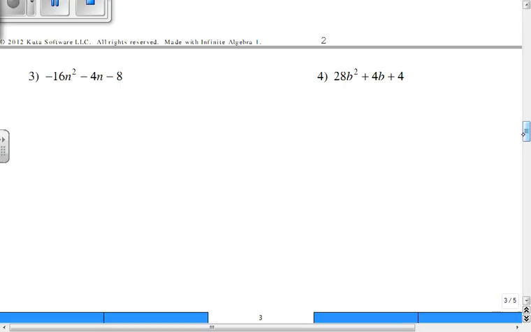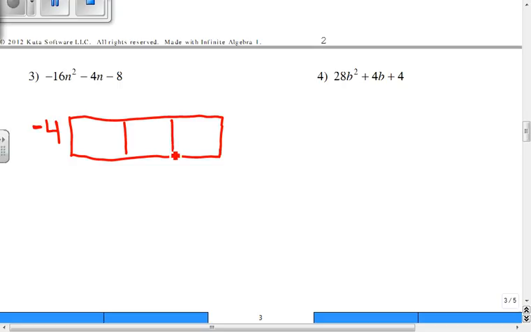Okay, problem number 3. We don't have to write out the prime factors if we don't necessarily need them. Here I can look at this and I can say, okay, they all have a negative in common, so I know I'm going to need a negative. And I know that 16, 4, and 8 all have 4 in common. So I'm going to pull out my negative 4. Now this is a prime example of another situation in which we can use a generic rectangle. You don't have to, but you can easily use it in this situation.